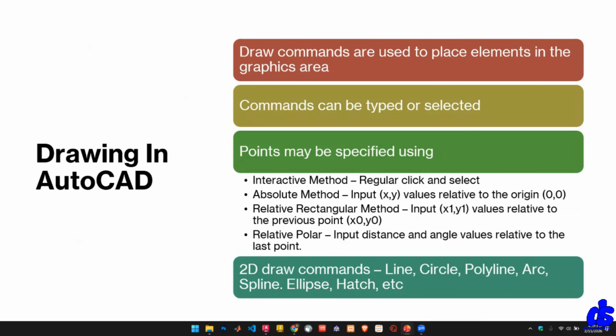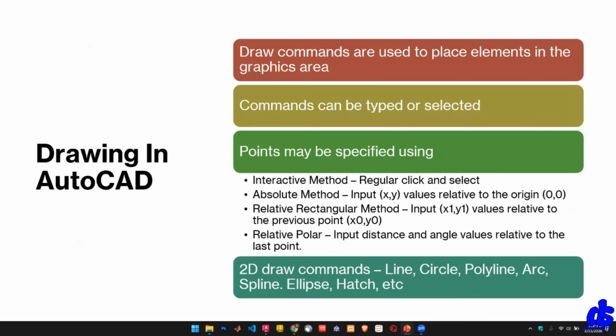Now, in actual drawing, we have the draw commands, which are used to place elements in the graphics area. As I mentioned, commands can be typed or selected. And for points in commands, there are four ways, right? You have the interactive method where you click and select, or the absolute method. The absolute method is you input your X and Y coordinates relative to the origin, which is assumed to be 0, 0. That's in the X and Y planes.